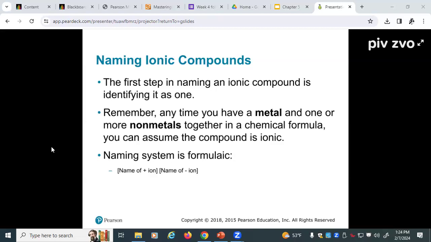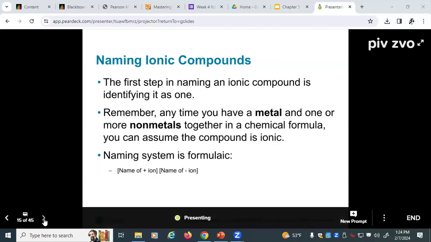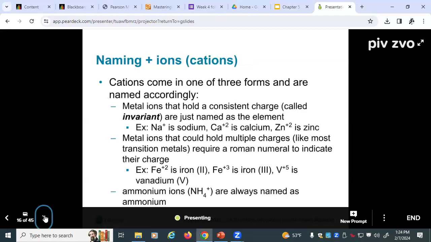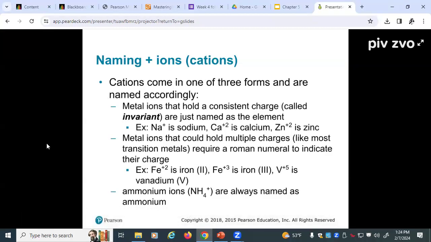The naming of any ionic compound is the same. I name the positive ion, I name the negative ion, I put them together. Positive's always first, negative's always last. I put them together to make one compound name. Like I said, the trick though, how do I name the ions in the first place?